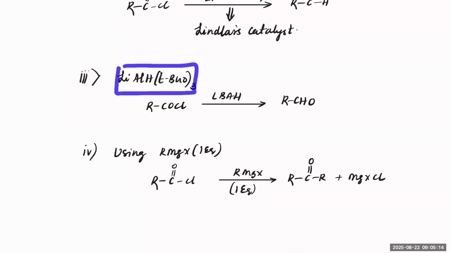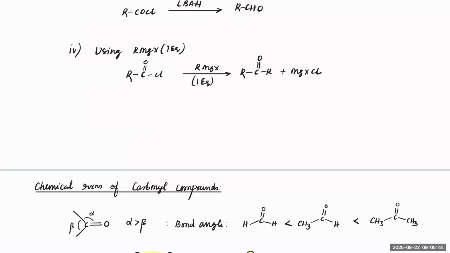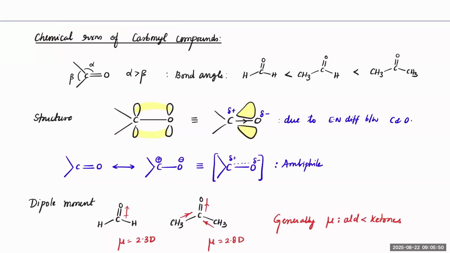This is an alternative to DIBAL-H. Okay. So this is lithium tri-tert-butoxy aluminum hydride, LBAH. Just like DIBAL-H, it is LBAH. This will also make acid chlorides convert into aldehydes. If I use only 1 mole of RMgX, you can remove the chlorine, make one R minus attach, so you will get this into a keto form. Now, these are all the chemical preparation reactions of aldehydes.